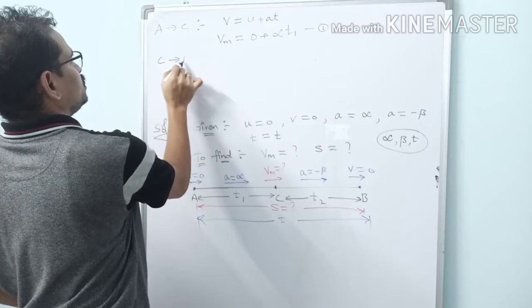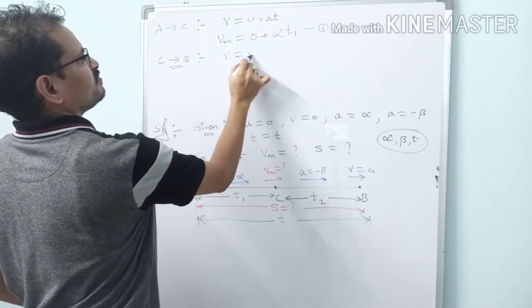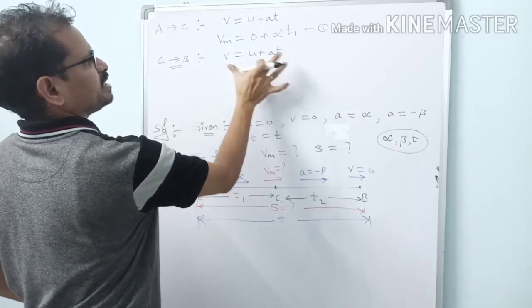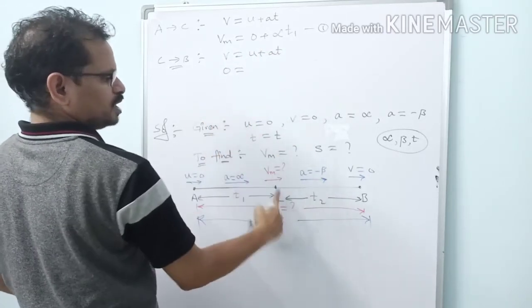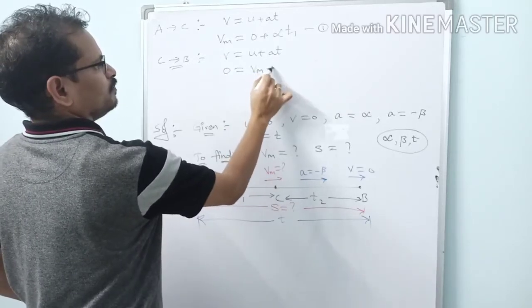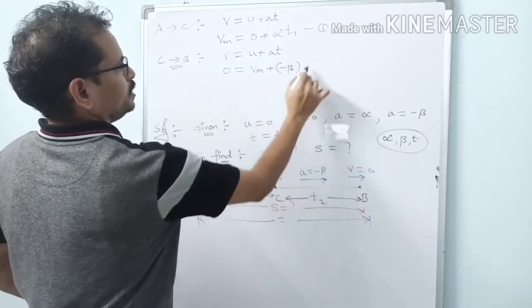Let us make one more equation from C to B, using the same basic kinematic equation, V equal to u plus at. In the place of V, 0. In the place of u, Vm. Plus what is the acceleration? This is minus beta. What is the time here? t2.